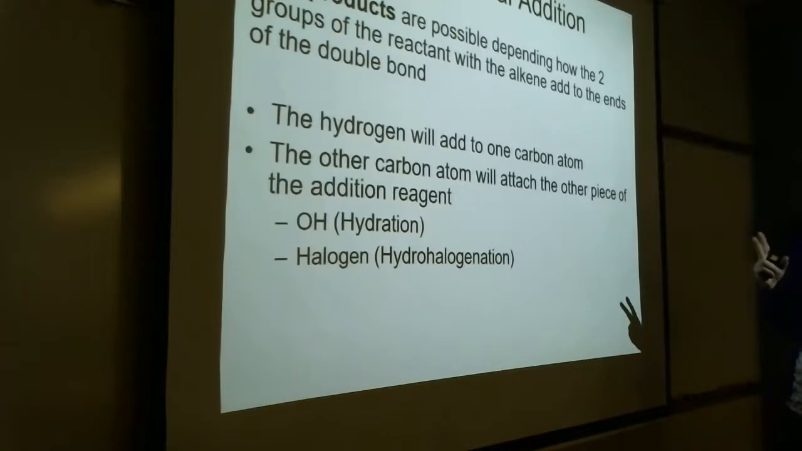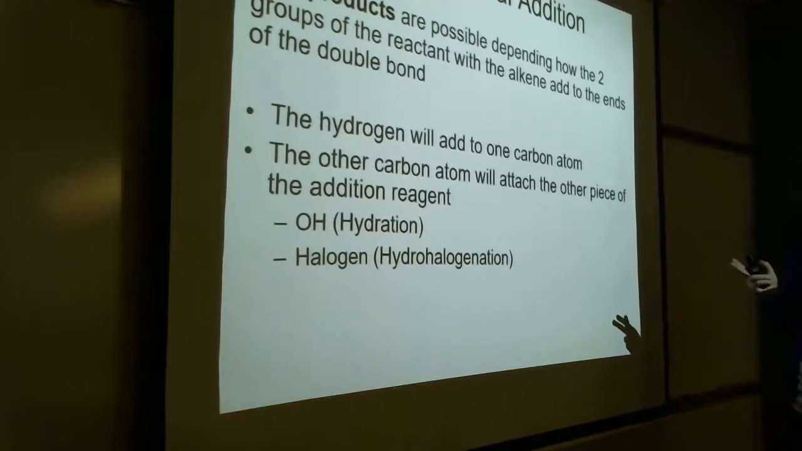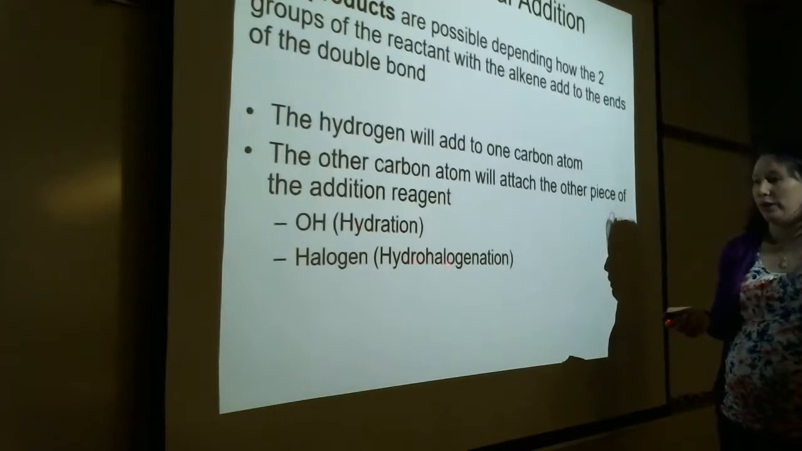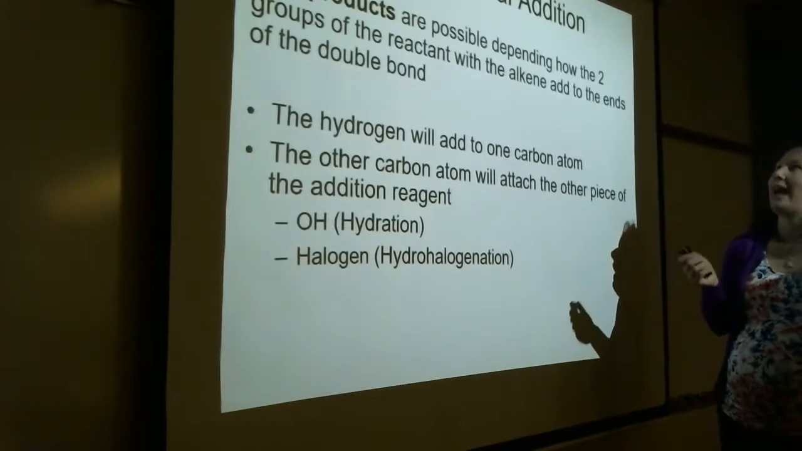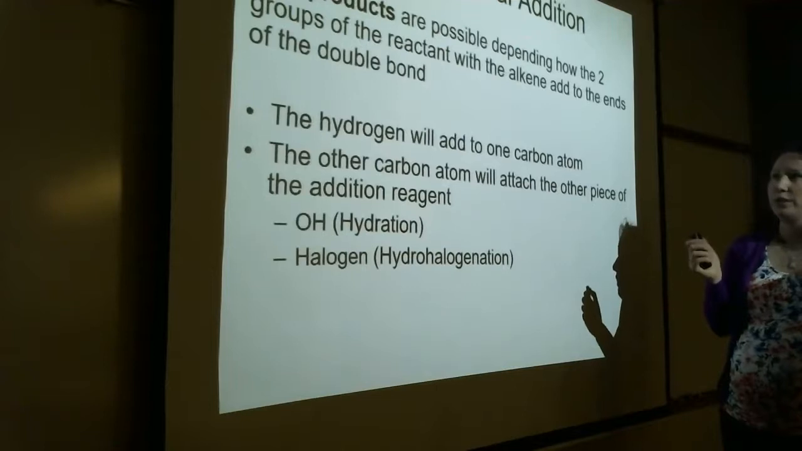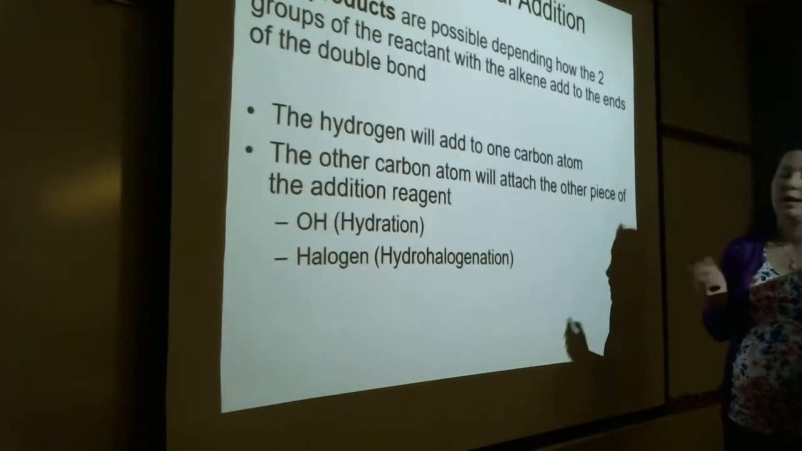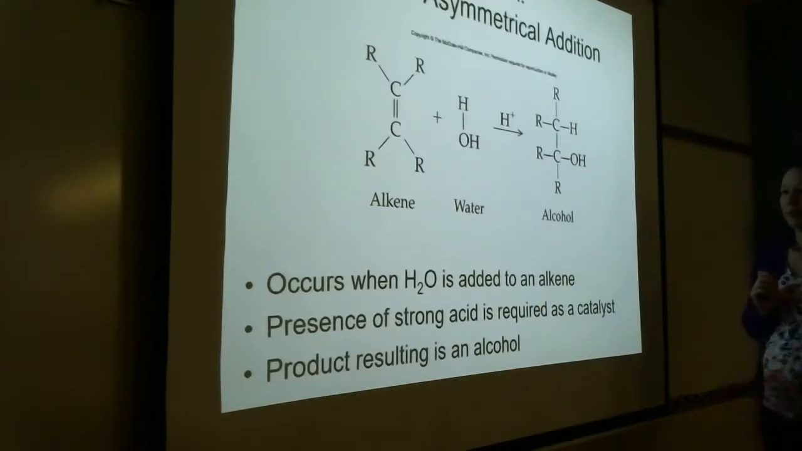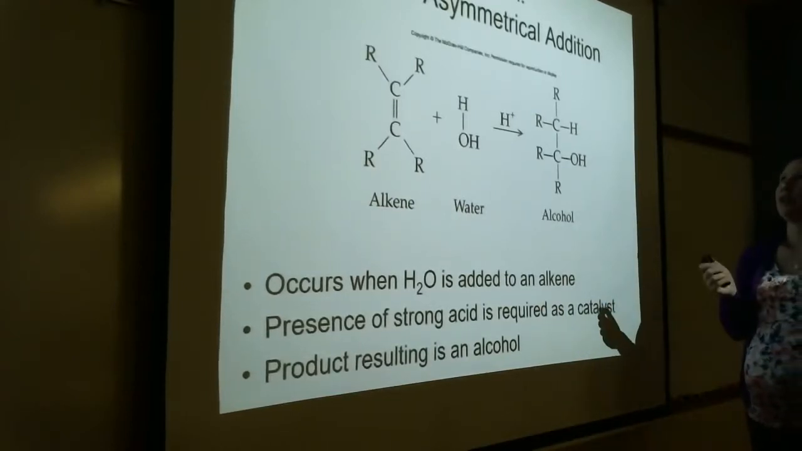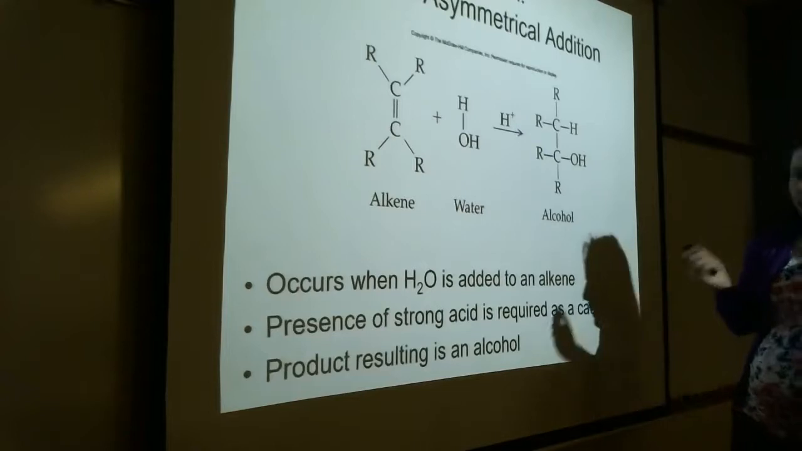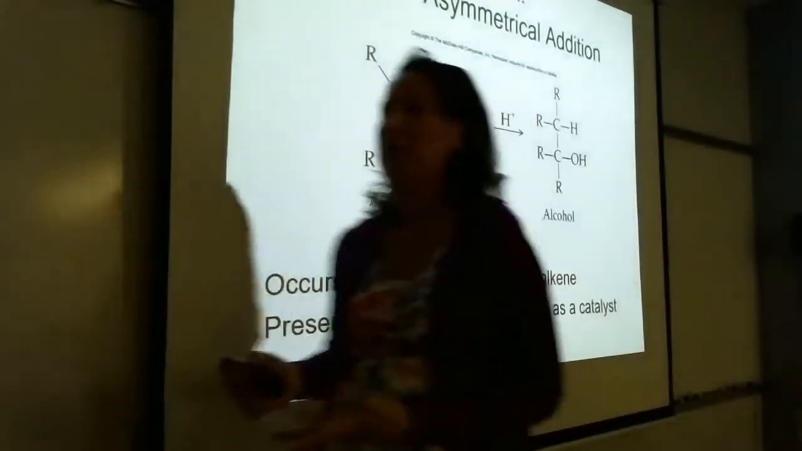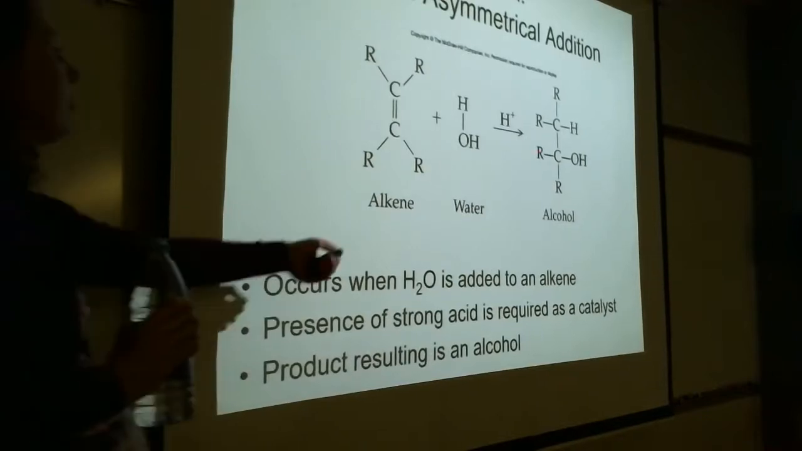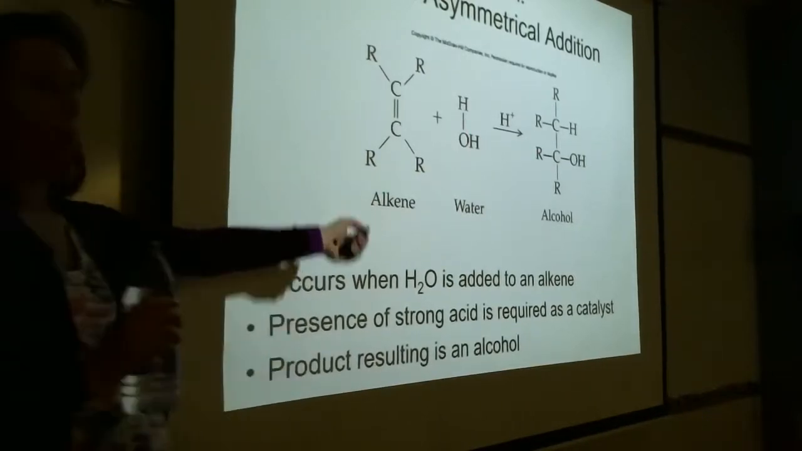Okay, the other two additions that we're going to talk about are hydration and hydrohalogenation. Now, they're called asymmetrical additions. You're going to get two possible products. So, let's do hydration first. Hydration. Think about the name, hydration. Oh, I'm so dehydrated. I need to go drink some water, right? Hydration is a reaction where we're adding water.